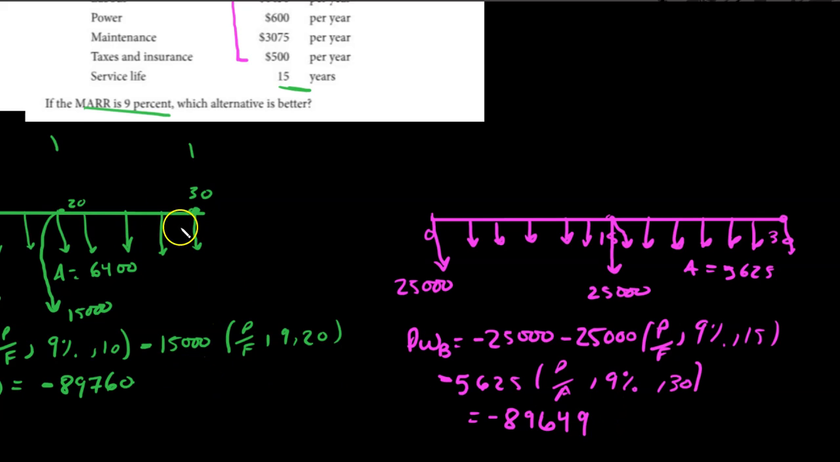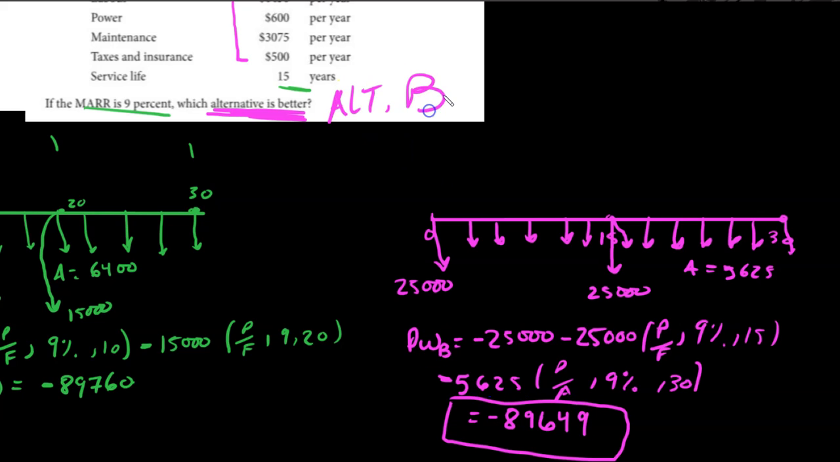And the question is asking which alternative is better. In this case, you would pick the alternative with the higher worth, and that would be this one right here. So the answer is alternative B. And that, guys, is the final exam.